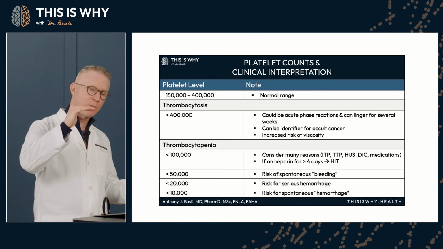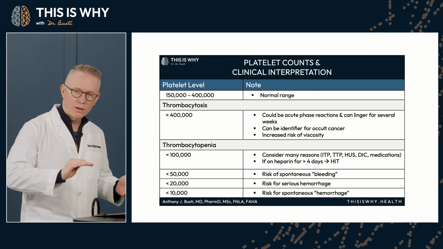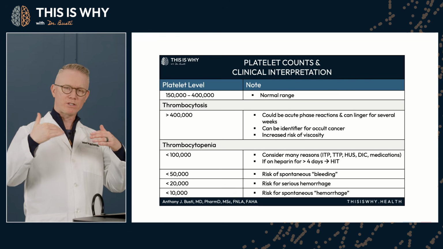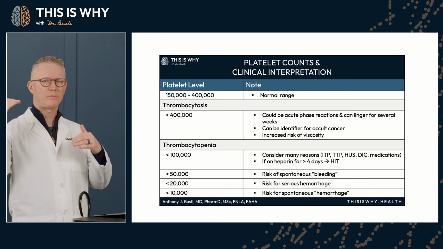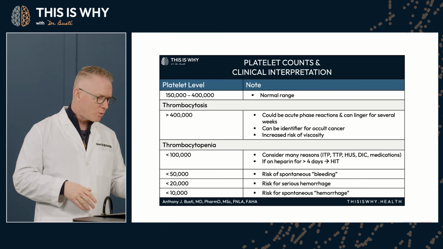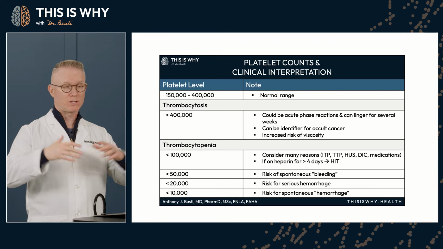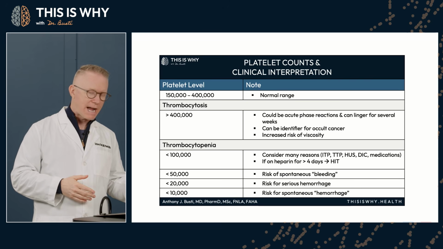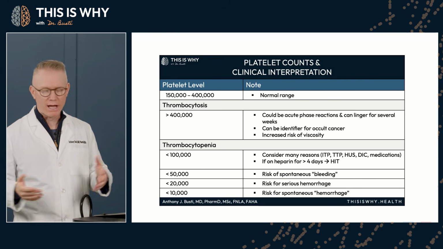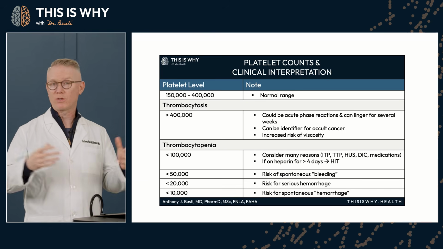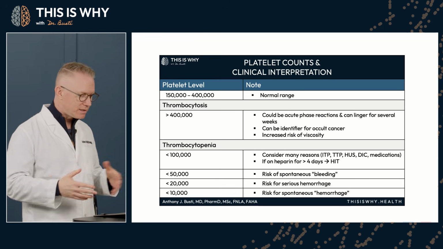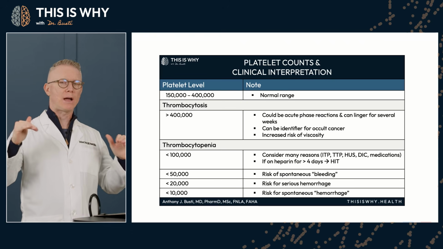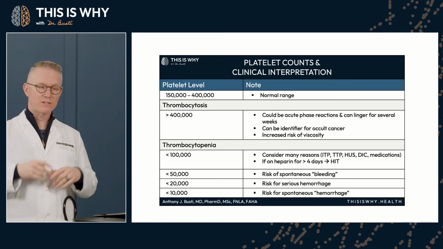Thrombocytopenia. This is when the platelet counts start to go low, especially less than 100,000. And that's when we start seeing concern about the increased risk of bleeding and the type of bleeding. So when it drops below 100,000, there's a wide variety of causes that could be associated with that: ITP, TTP, HUS, heparin-induced thrombocytopenia, DIC, disseminated intravascular coagulation.